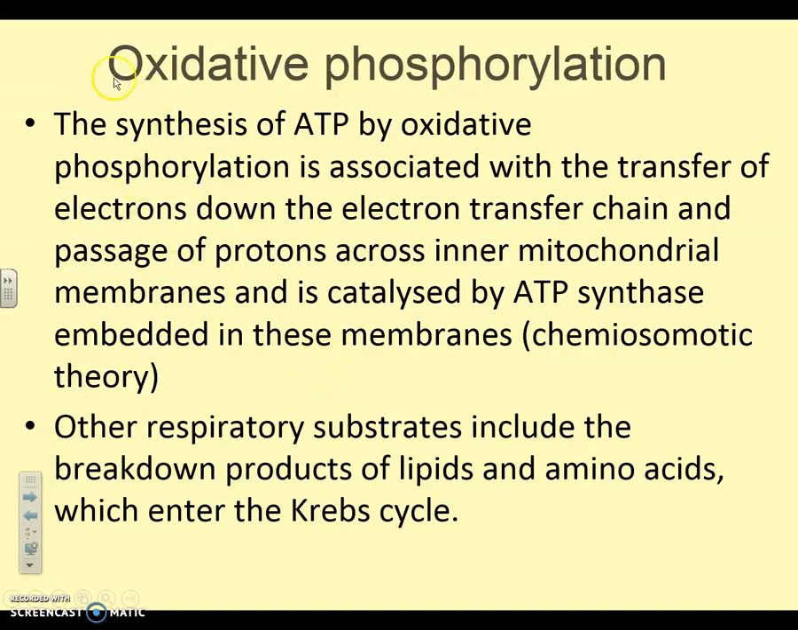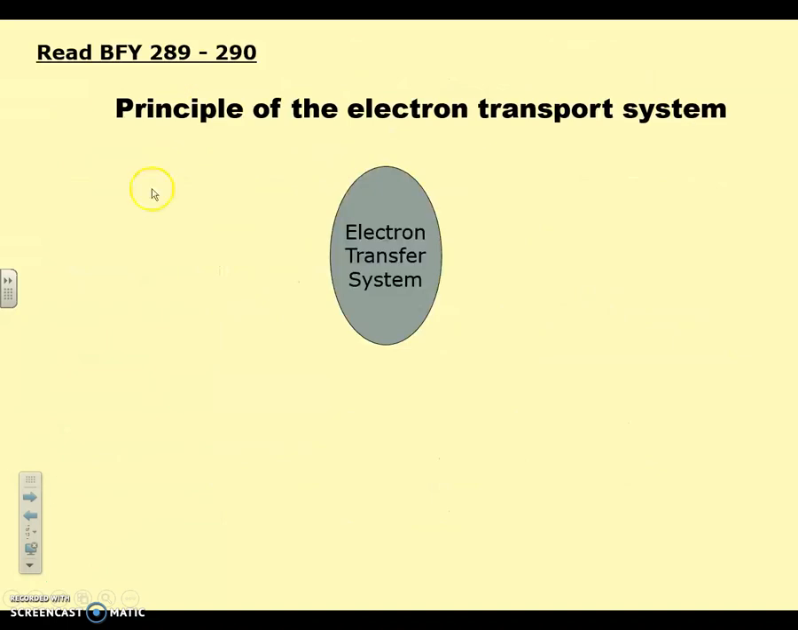Now, we're talking about oxidative phosphorylation here. We're also talking about the electron transport chain. The phosphorylation bit, the oxidative phosphorylation, that's the actual making of ATP. And it's called oxidative because it's driven by a series of redox reactions in the electron transport chain. Okay, so what is the electron transport chain? It's a series of proteins embedded in the inner mitochondrial membrane.